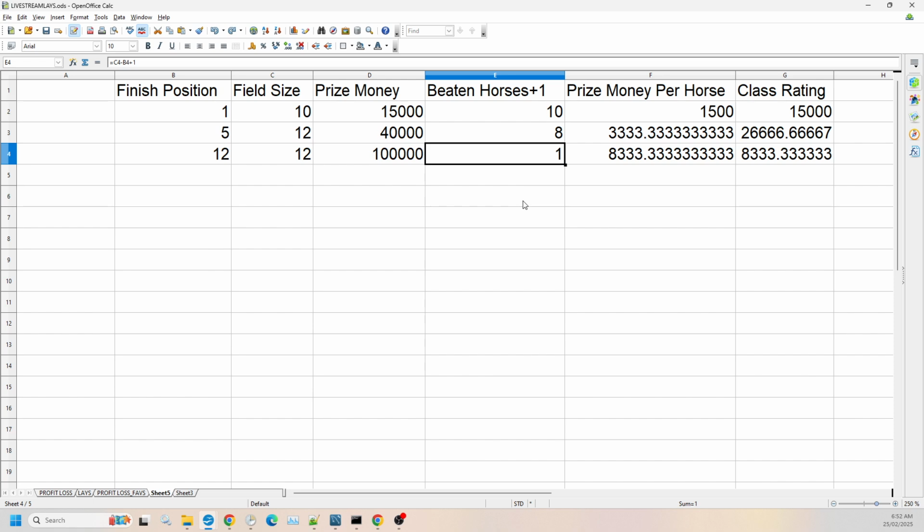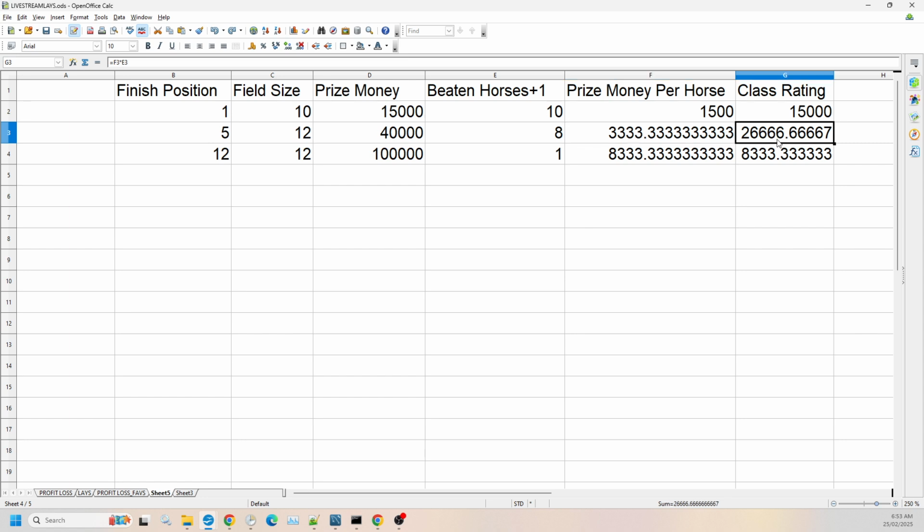I calculate a lot of these and then decide which ones I'm actually going to use, but 3 should give you a good indication of recent form. 10 would give you a much better indication of overall class. So you can see here, I'll just go through the other two. If a horse finished 5th out of a field size of 12 and the prize money was 40,000, its beaten horses plus 1 is 8. The average prize money per horse there is 333.